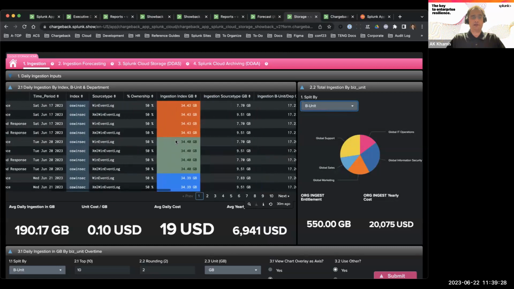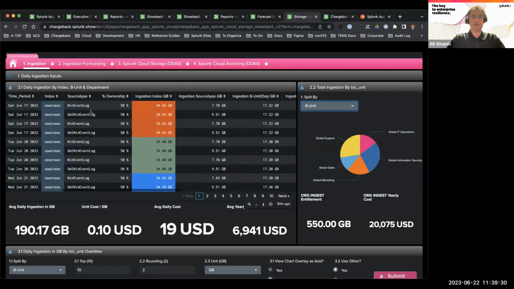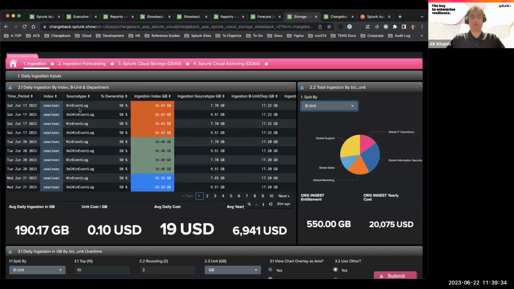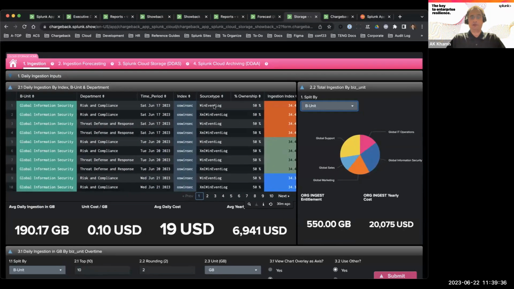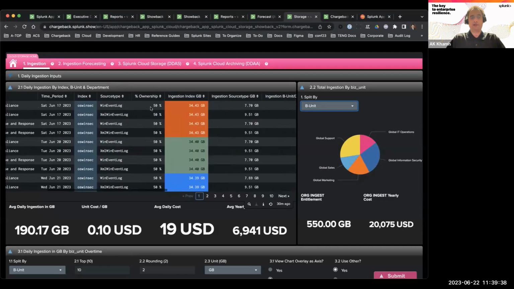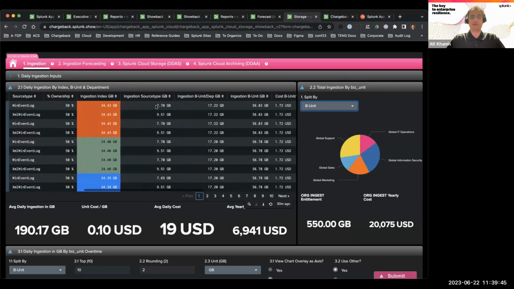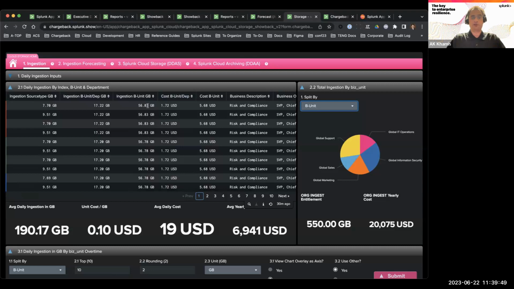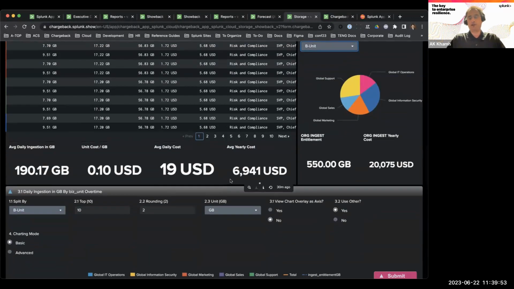You get the indexes. This looks at 7 days. If you have an index that is shared across multiple business units, no problem. Okay. And you see here that this is shared, so you would see the percent ownership less than 100% in this case, ingestion at the source tag, ingestion at the department, ingestion at the business unit altogether. You see that, and even an idea of the cost too.